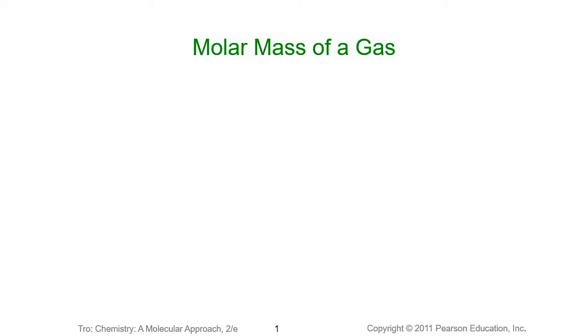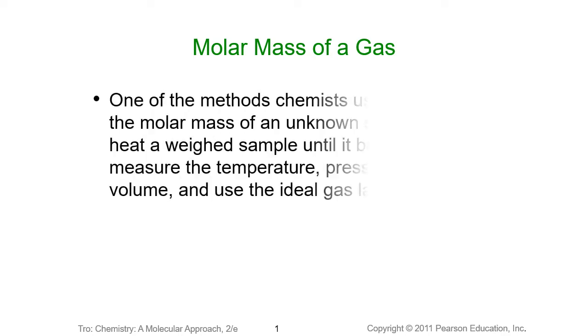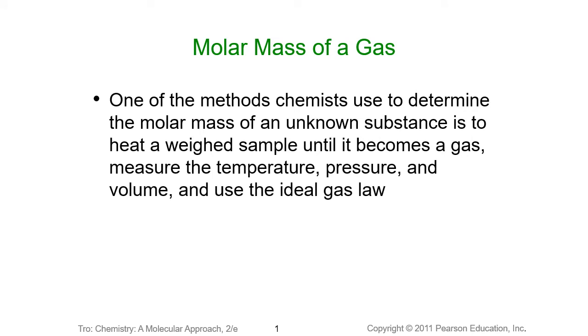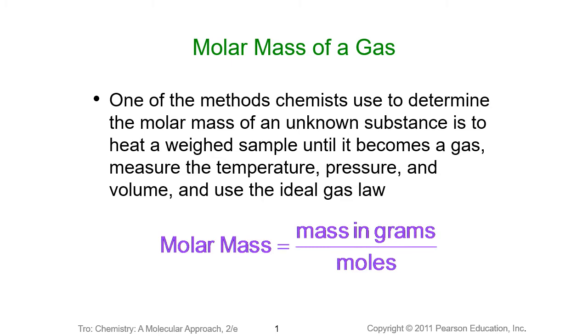If we have a liquid that can easily be turned into a gas, or a gas that we want to find more information about, we can use the ideal gas law in order to calculate and determine the molar mass of that gas. So by knowing the temperature and the pressure, the volume, and the mass of the gas, we can find its molar mass. Because we can find the mass in grams, typically in the lab, and we can calculate the moles using the ideal gas law.